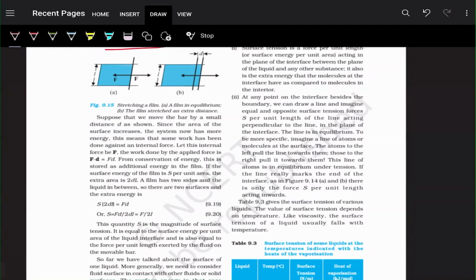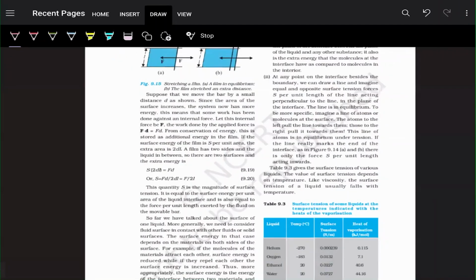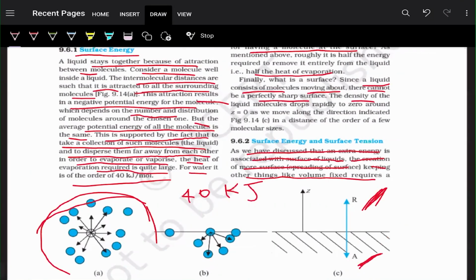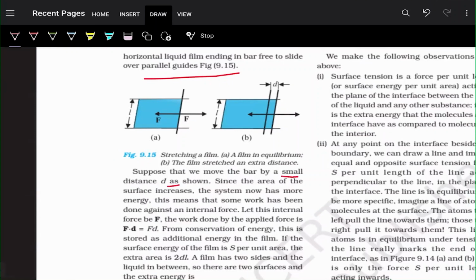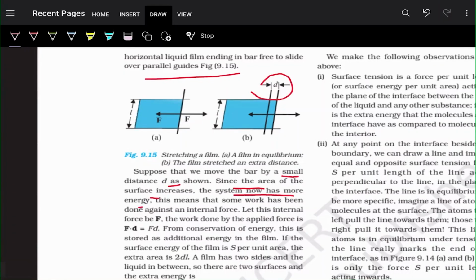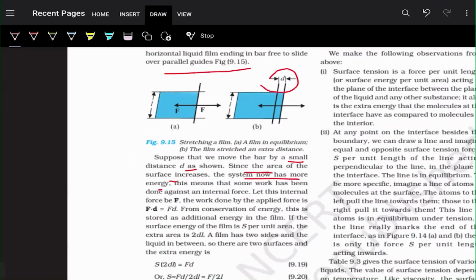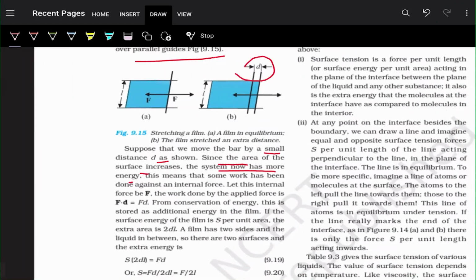What is the relation? Suppose that we move the bar by a small distance d as shown. Since the area of the surface increases, when we move that bar by a very small distance d, the area will increase, the surface area will increase. The system now has more energy. We know the surface area will increase, so what will increase? The surface energy will increase. This means that some work has been done against an internal force.